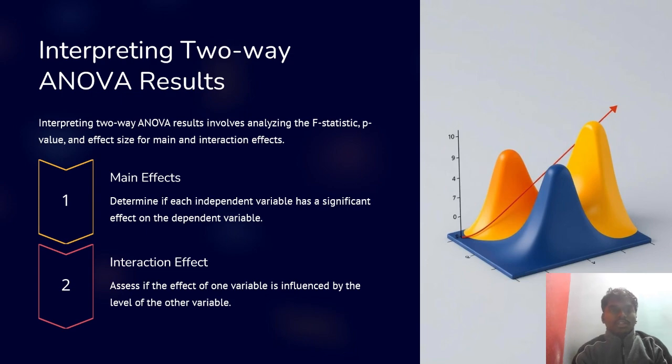Interpreting two-way ANOVA results. Interpreting two-way ANOVA results involves analyzing the F statistic, p-value, and effect size for main and interaction effects. Main effects. Determine if each independent variable has a significant effect on the dependent variable. Interaction effect. Assesses if the effect of one variable is influenced by the level of the other variable.